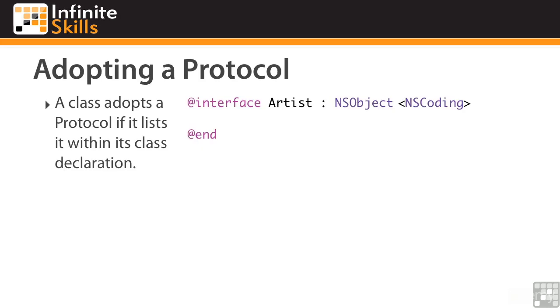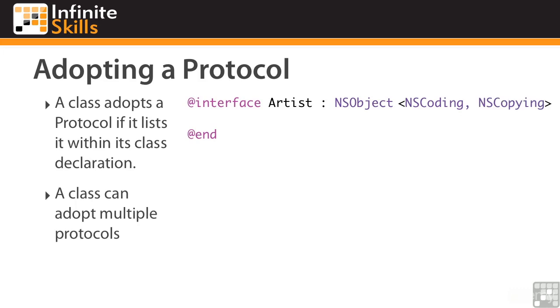Now, a class is said to adopt a protocol if it lists it within its class declaration. So after declaring the superclass type that we extend from, we can define a protocol within angle brackets. And when we do this, we are saying that we are adopting this protocol. A class can also adopt multiple protocols, and in fact we often do. We simply specify a comma-separated list of protocol names within angle brackets.